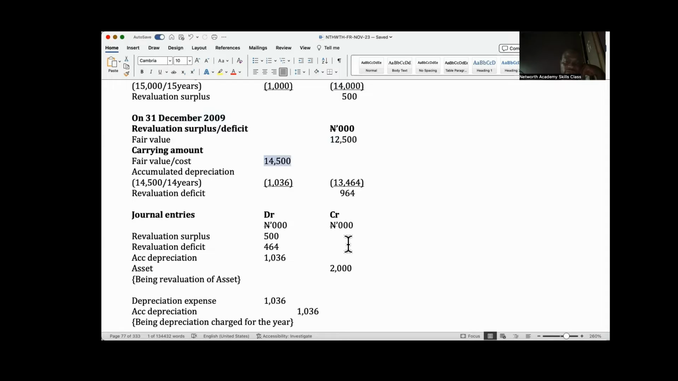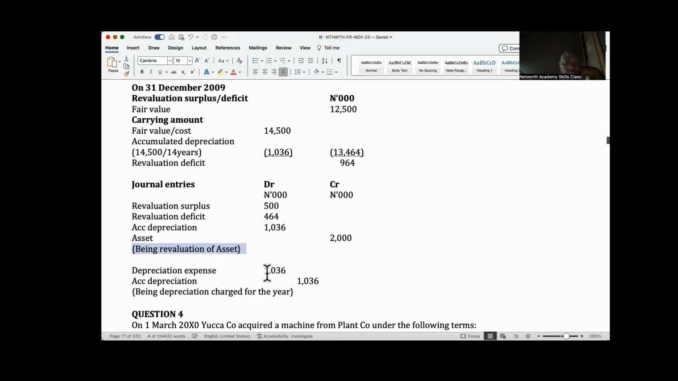Whenever we want to decrease the value of an asset, we credit. So we credit the assets with 2,000. If we add this side and this side together, 500 plus 464, plus the 1,036, both sides will give you 2,000. And that's how you journalize or recognize the revaluation of assets in your books.